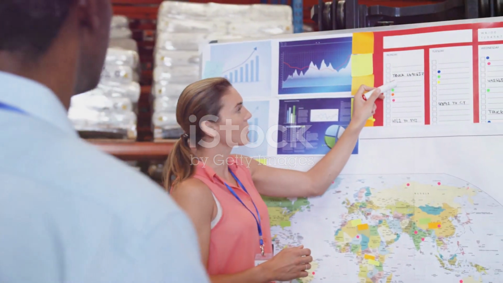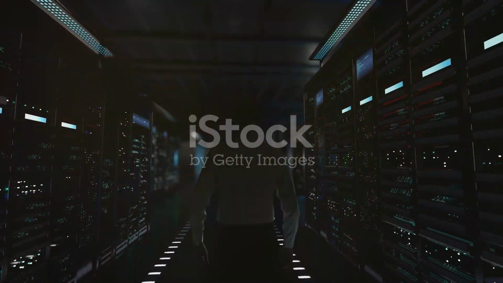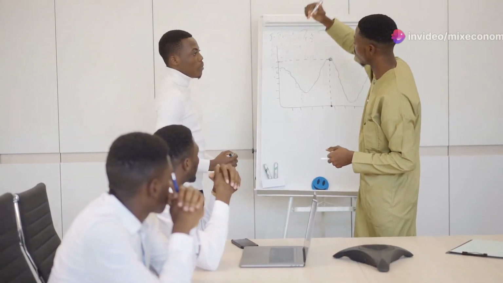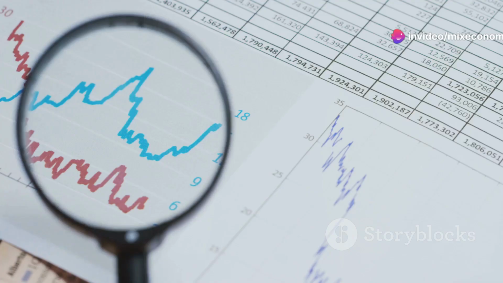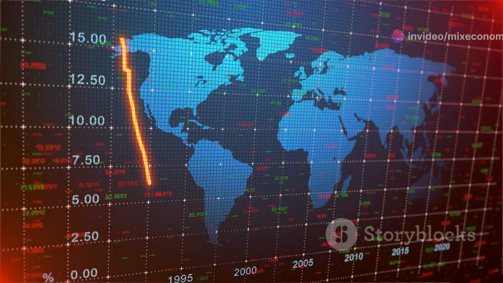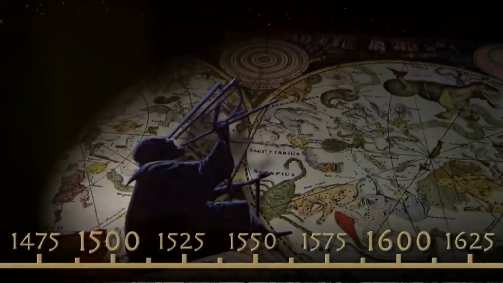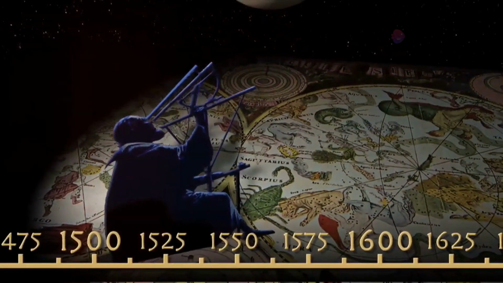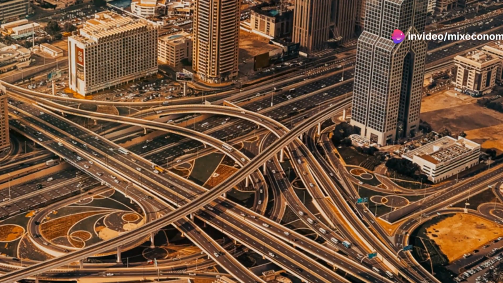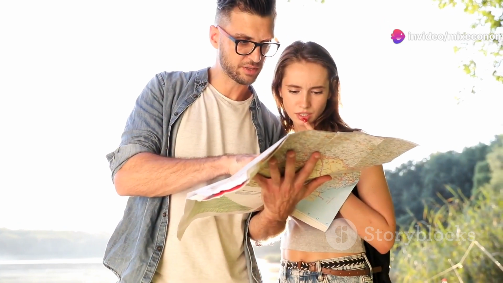Section 6. The power of models, understanding our world. Models are essential tools for economists. They help us simplify complex realities. They allow us to focus on key relationships. While models may not capture every detail of the real world, they provide valuable insights. Think of a map. A map is a model of a geographical area. It doesn't show every tree and building, but it helps us navigate and understand our surroundings.